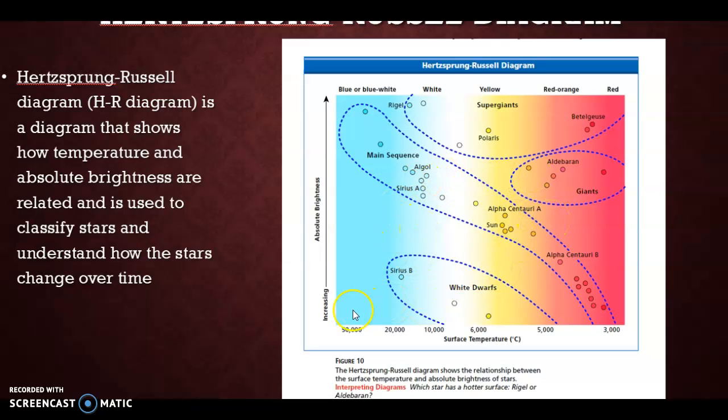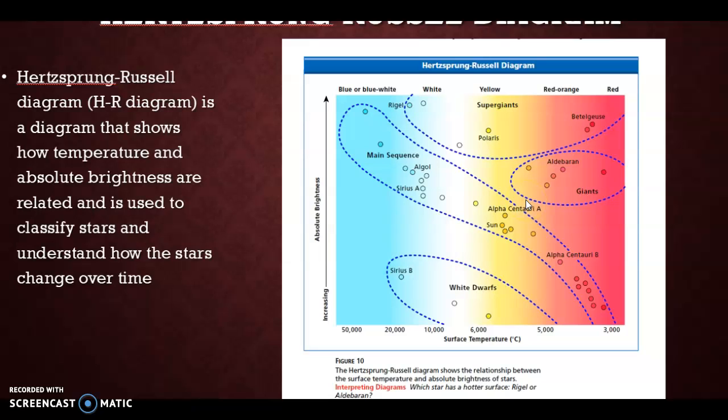But anyway, how are these things related? The temperature is going up this way, so from red all the way to blue. Remember, blue is the hottest. So temperature goes up this way, whereas brightness goes from down to up. This just talks about how bright a star appears versus its surface temperature.